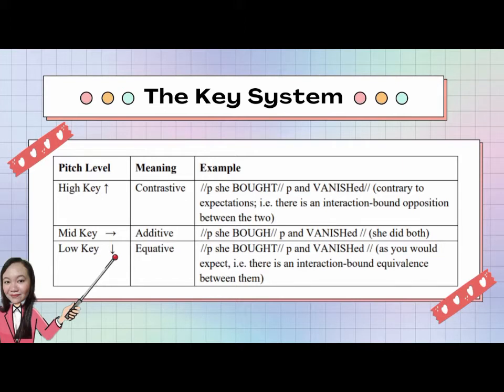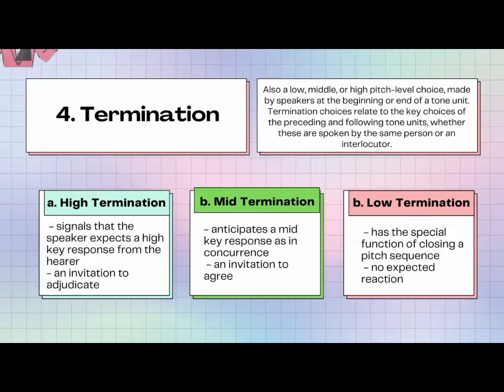In here, the utterance is contrary to the expectations, meaning our second tone unit, and vanished, shows contradiction to our first unit, she bought. In the mid key, she both bought and vanished. So the utterance is part of a series. Lastly, in the low key, the hearer expects that after she bought, she will vanish. So the last system is the terminal system.